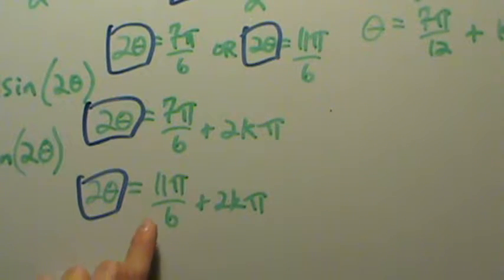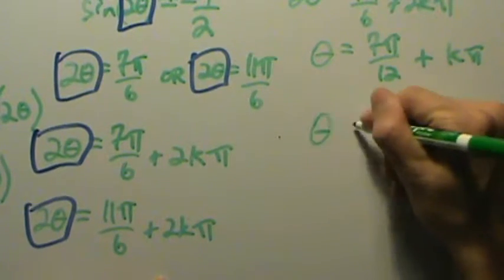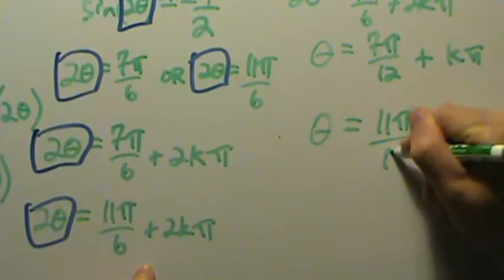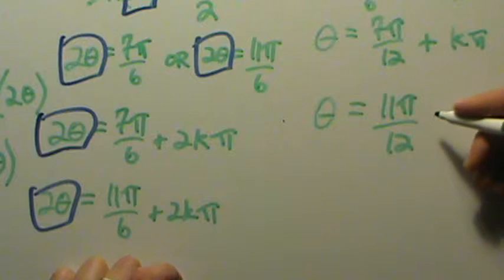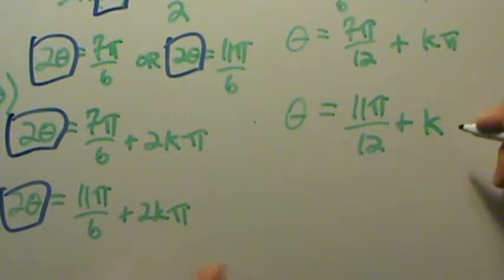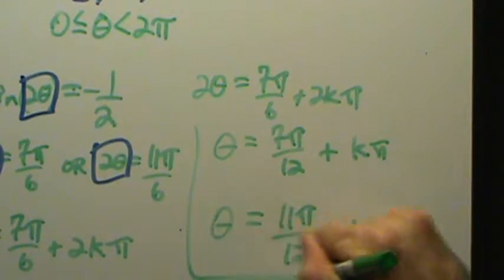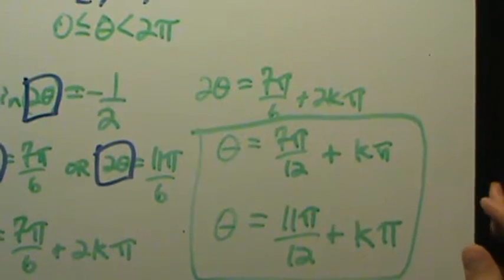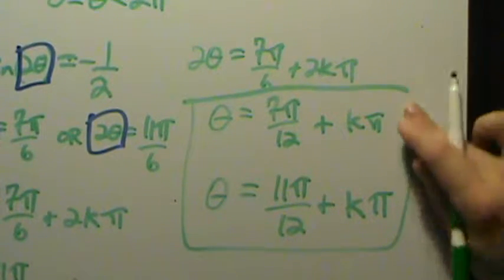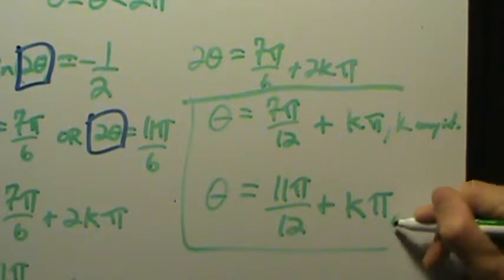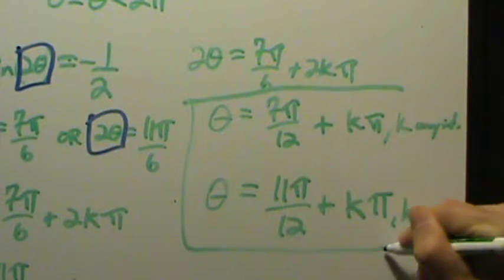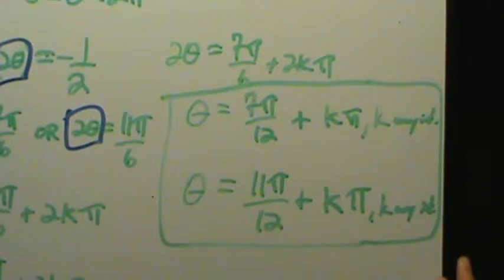Similarly, 2 theta equals 11 pi over 6 plus 2k pi. If we divide everything by 2 here, then what we get is theta equals 11 pi over 12. Because remember, dividing by 2 is like multiplying by a half. So 11 pi over 6 times 1 over 2 gives us 11 pi over 12. And then plus 2k pi over 2, which is just k pi. Okay. So these are the answers for part A. These are the general solutions here, where k is any integer. So for the final solution, I guess we should write that, k any integer. Okay, so that's our final solution for part A.